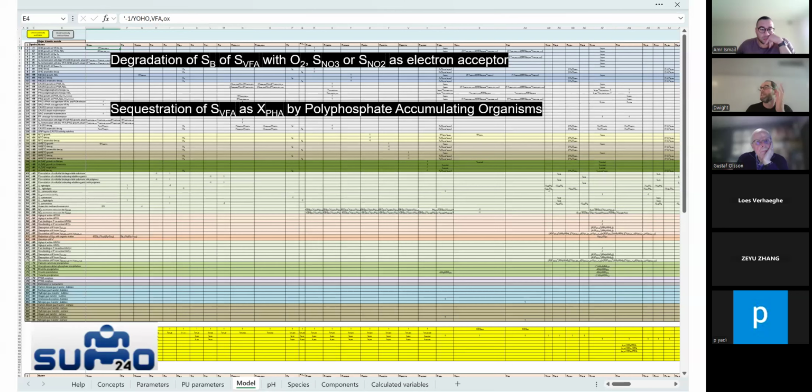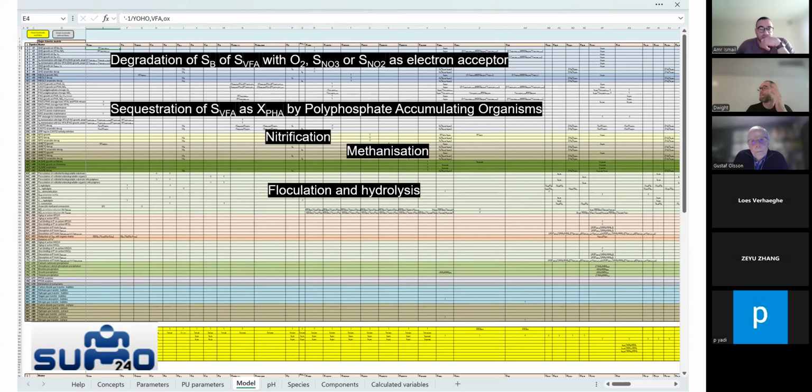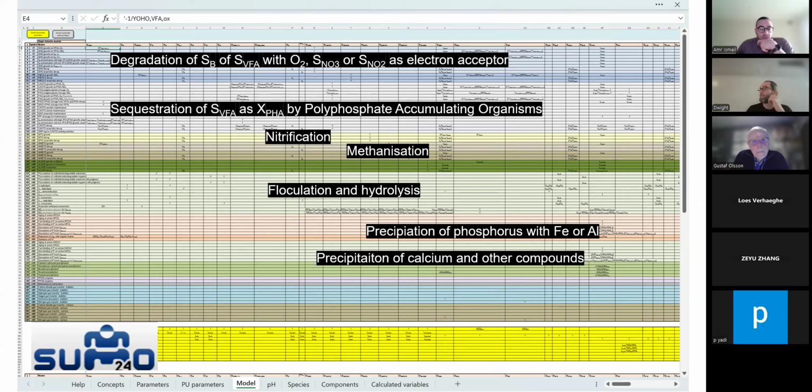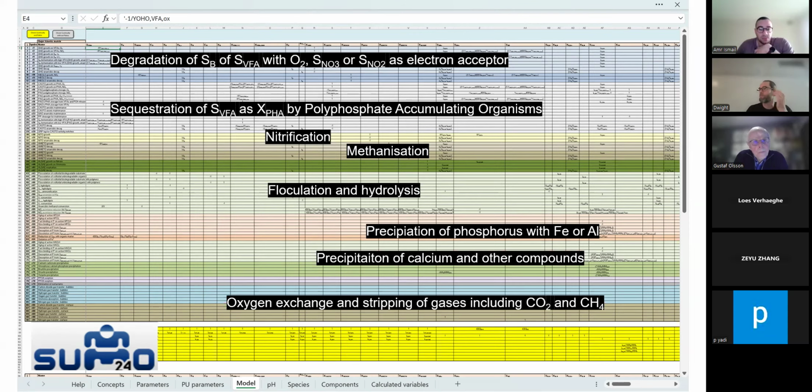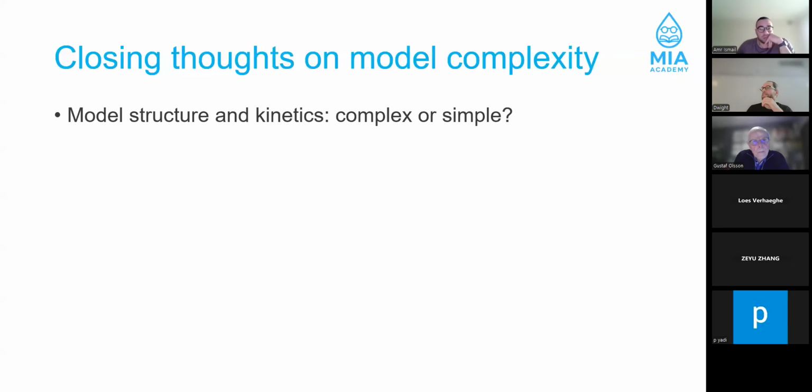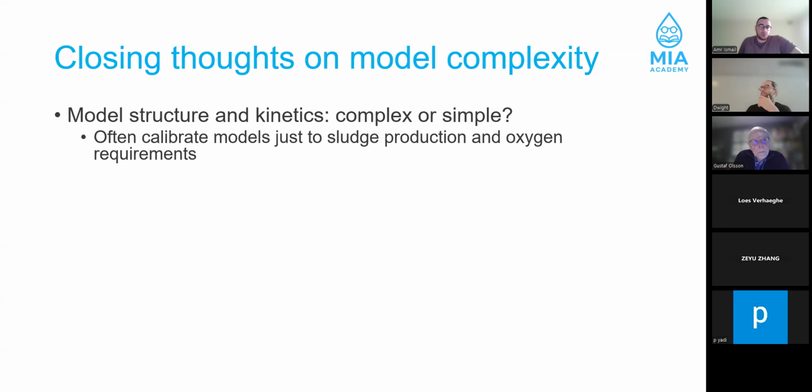Sequestration of VFA by phosphorus accumulating organisms. Do we really need that if we don't have a BioP process? Maybe we could use a simpler model. Nitrification, if we don't have a nitrifying plant, is that really necessary? Methanization, flocculation and hydrolysis, precipitation of phosphorus with iron or alum, precipitation of calcium, other compounds, gas stripping, aeration. Is all of this really necessary? Should we use simpler models for more simple applications and complex models for more complex applications?